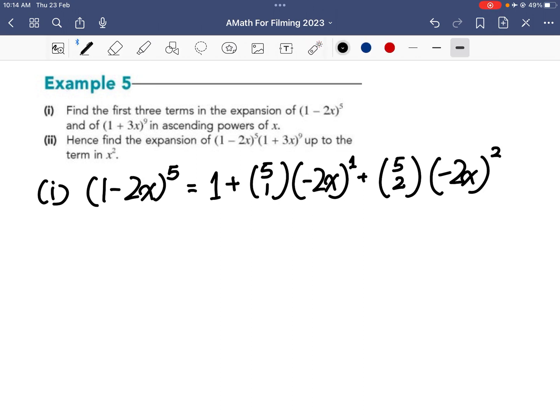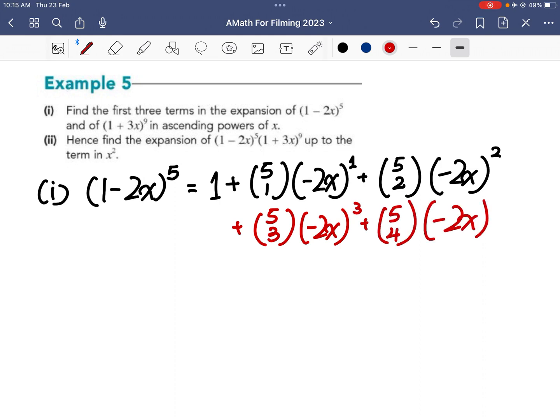Okay, if you want the fourth term and fifth term, I just write it out for you so they can see the pattern. There's no need to do this. The next term will actually give you 5 choose 3, negative 2x to the power of 3. Then plus 5 choose 4, negative 2x to the power of 4. There's no need to do this. That's why I wrote it in red, but I just want to write it out for you so that you know how the numbers come about.